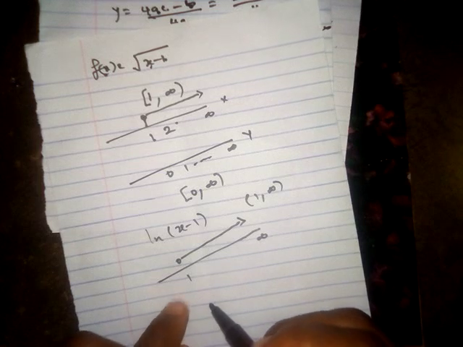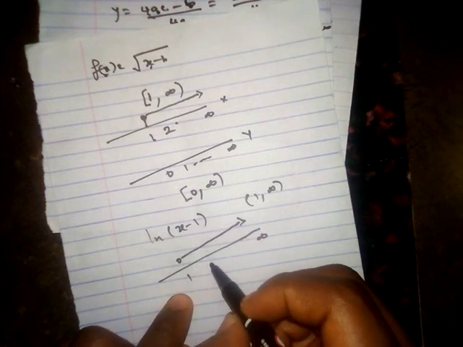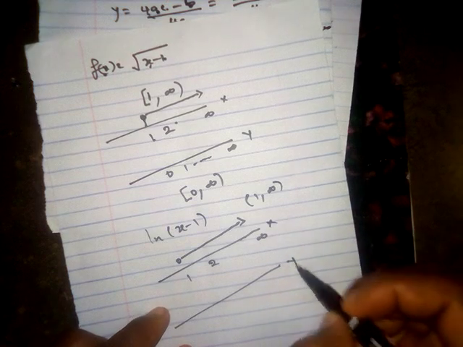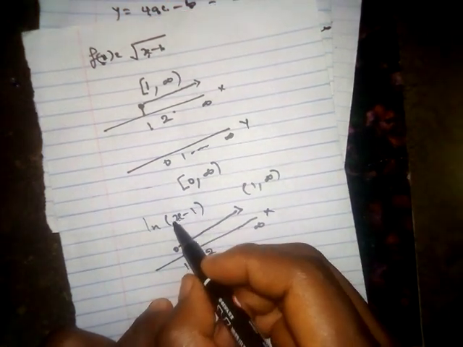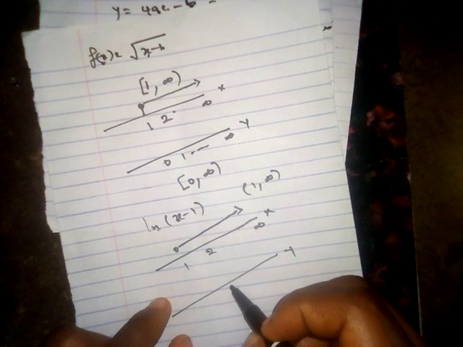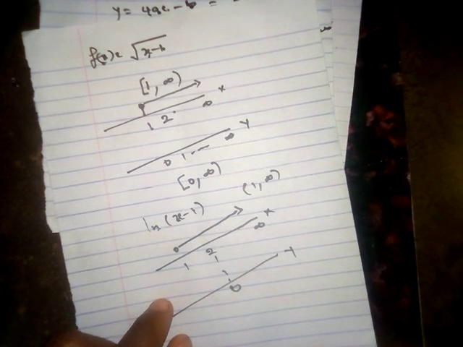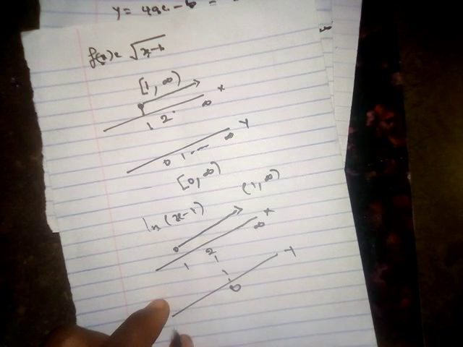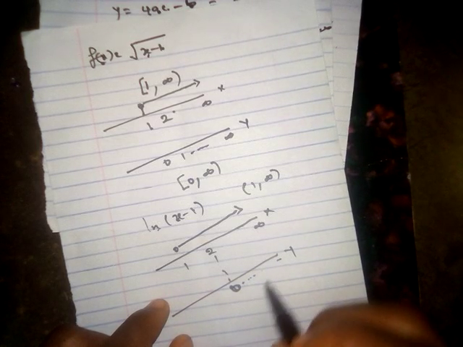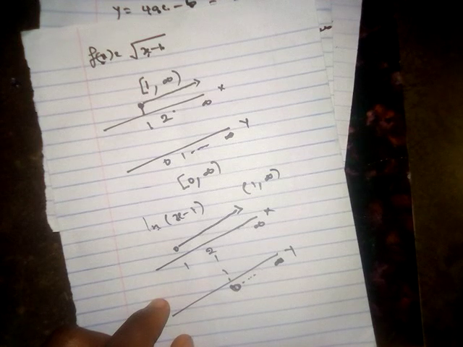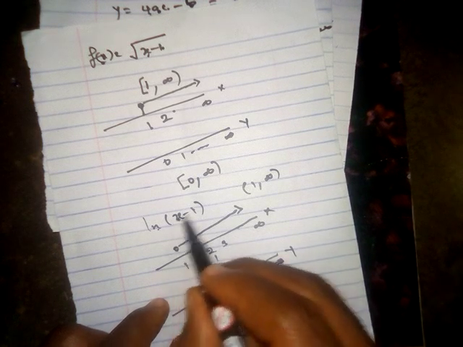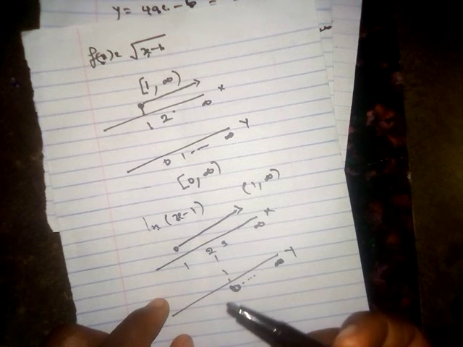Now observe that, let's pick a value 2. This is for the x, this is for the y. If I put 2 minus 1, I have 1. Now ln of 1 will always give me 0. Since this is 0, any other value that comes here will be positive, so this will go to positive infinity. Let's say 3 minus 1 gives us 2, and ln of 2 will always be positive.